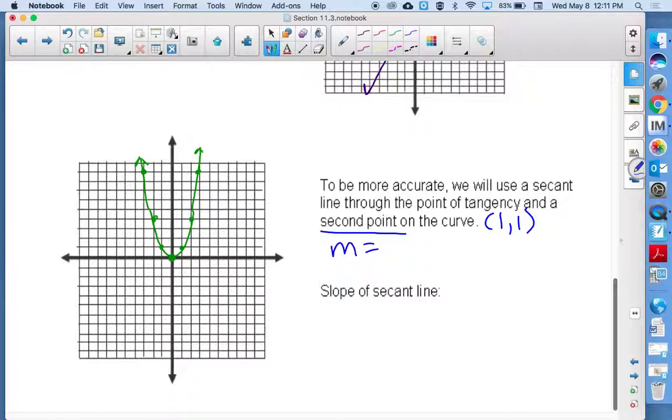(0, 0). What else could we use besides (0, 0), Marie? (2, 4). You could use (3, 9), whichever ones you want to use. So we could use (2, 4). You could use (3, 9). Those are the 2 points I'm picking.